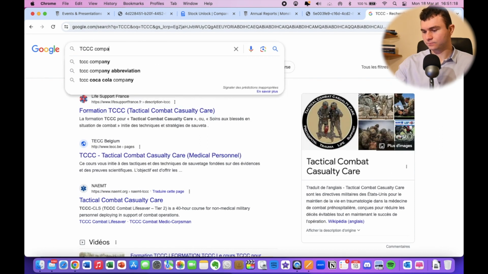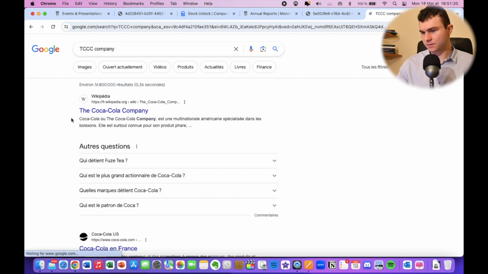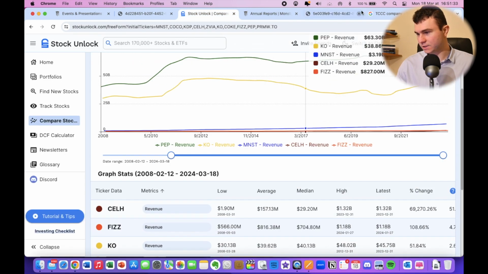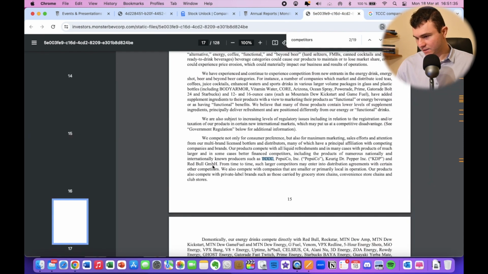The Coca-Cola Company. Okay, so let's go for Coca-Cola Company. PepsiCo, KDP. I don't know if it was included previously in the competitors. KDP and Red Bull. Okay, so those are the bigger competitors that they have.